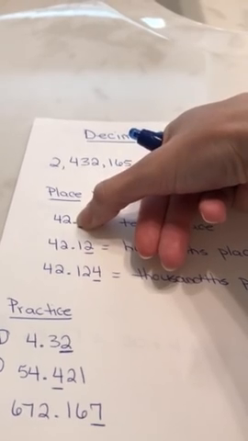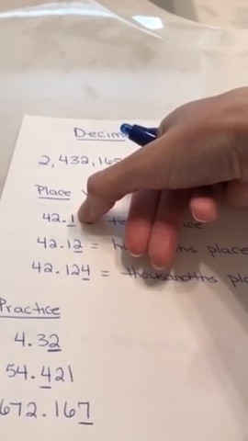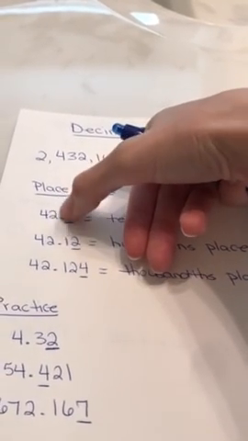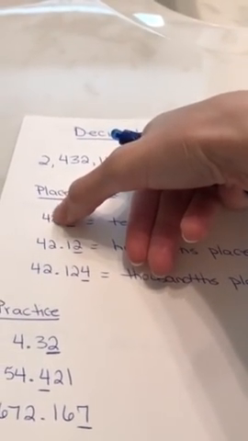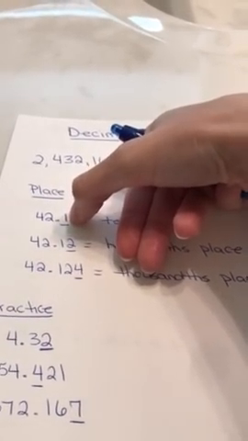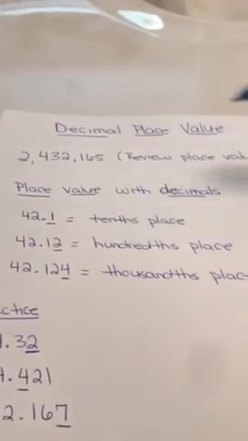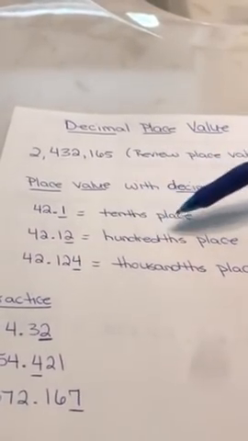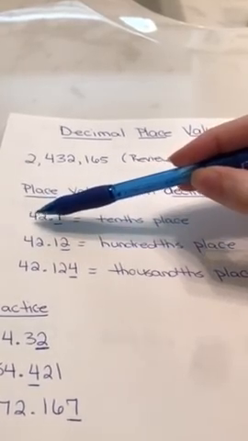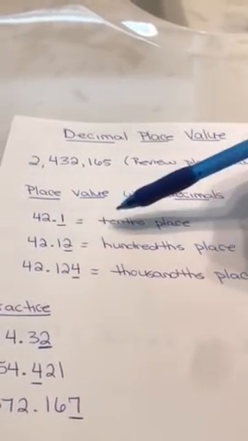But then I'm going to introduce that decimal and then the first number behind it. This number 1 has a place value, just like this 2 has a place value, just like this 4 has a place value. And that first number behind your decimal is known as your tenths place. So when I say this number, I would say 42 and 1/10.